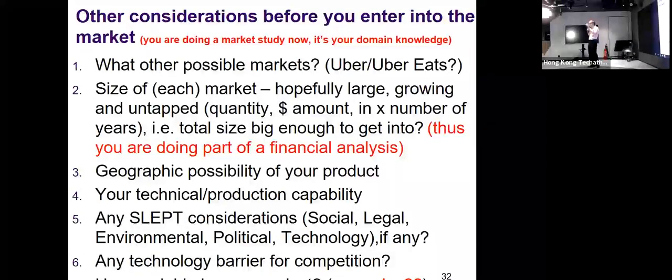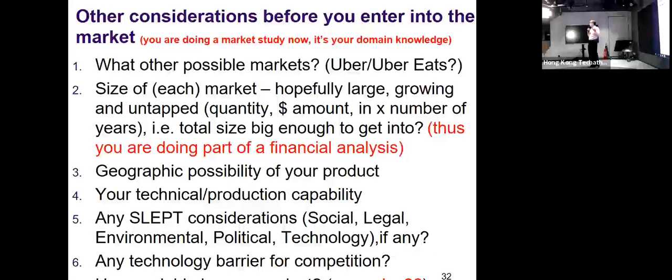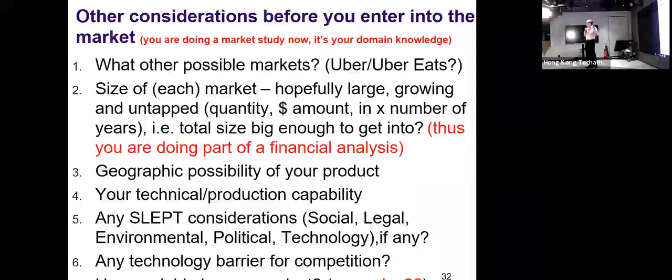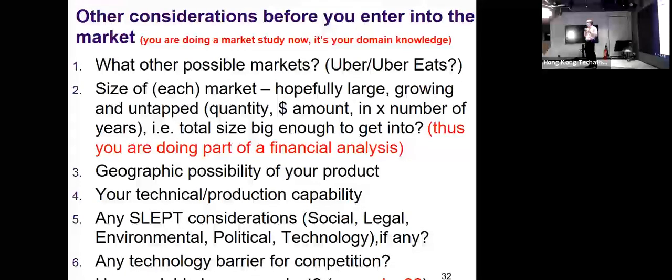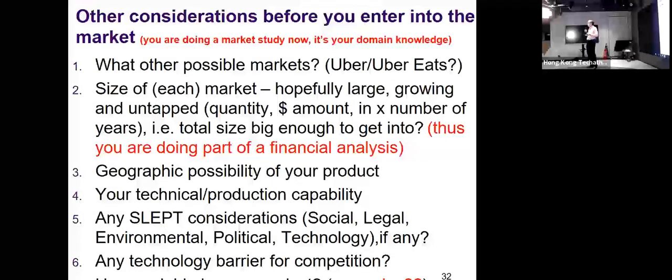You think about the market that you have in mind. Think outside of the box. Any other market. When Uber started with Uber transportation, and now they have Uber X. In Hong Kong, I think they dropped it. So what other possible market? When OpenRice started, they could have thought about delivering food using OpenRice, and then probably you wouldn't have Foodpanda, you wouldn't have all this.